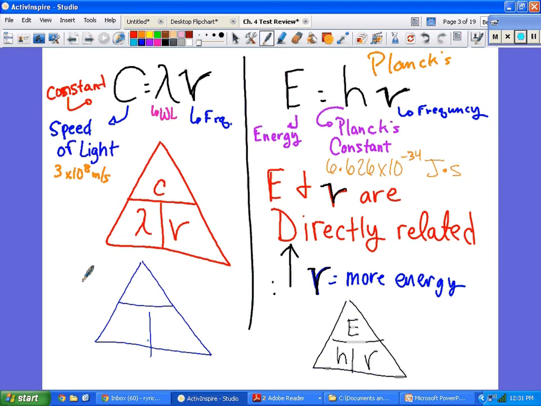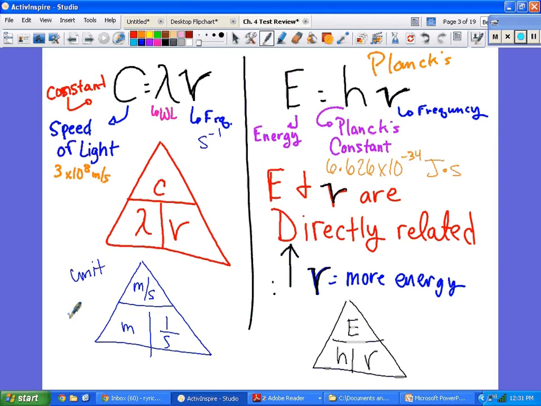This is going to be the unit triangle. You just told me the speed of light has what unit? Meters per second. Do you agree? Wavelength should be in what? Meters. Frequency, this is the funky one. Remember, frequency is seconds to the negative 1, which is really 1 over s. So if you look down there in that bottom blue triangle, if you have m times 1 over s, what should your unit be? M over s, which is exactly what we have on top. Do y'all see that?